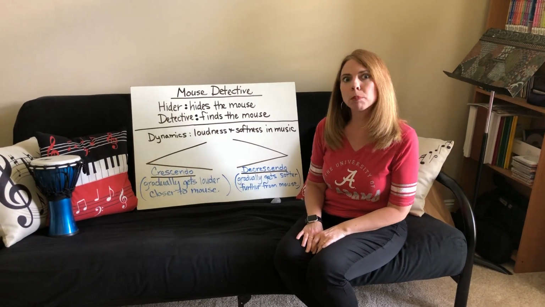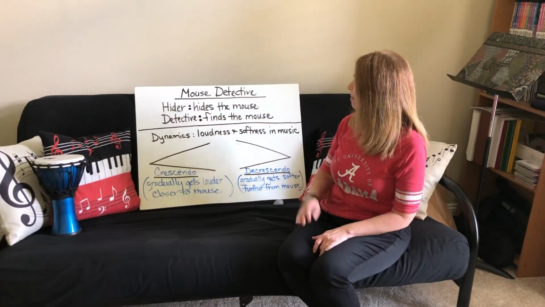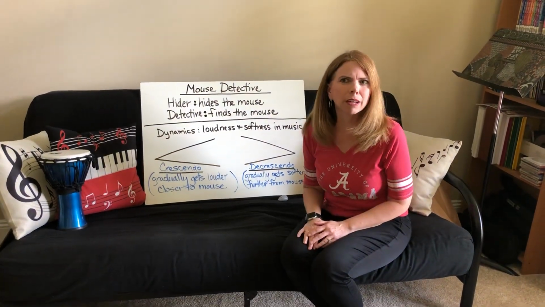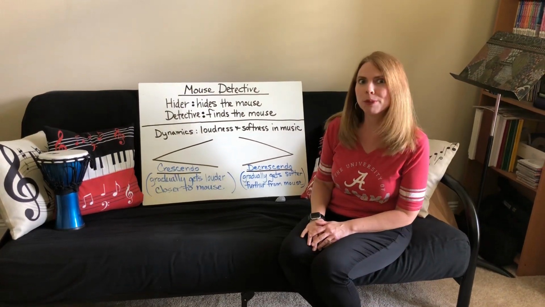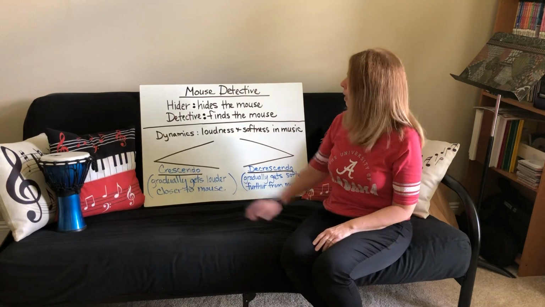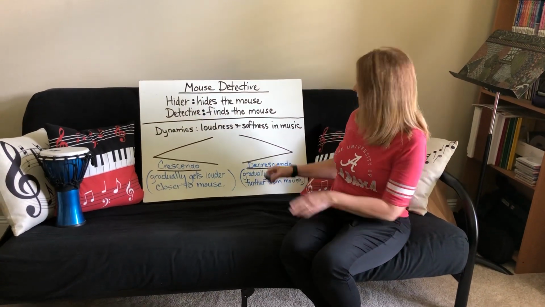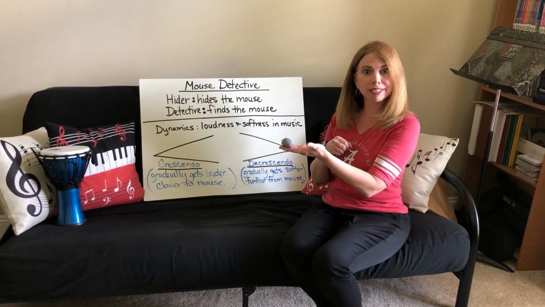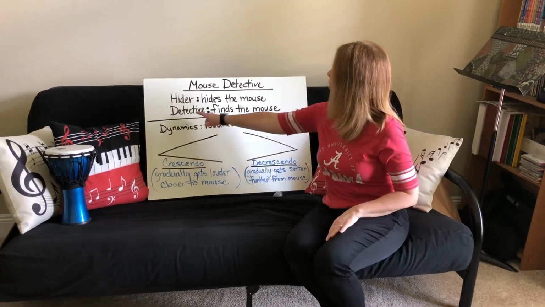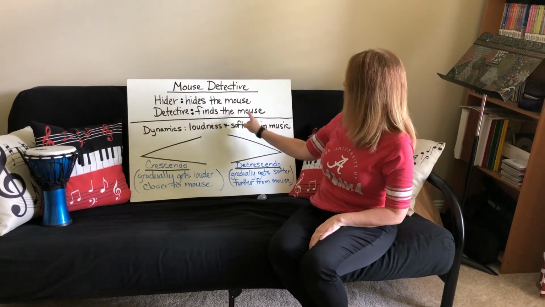Today, we're going to actually play a musical game. The game is called Mouse Detective. It's kind of like hide and go seek, but in a musical way. In fact, we'll need two people to play the game. One person needs to be the hider, where they hide the mouse. Here's the little mouse we're going to use for today's example. And the other person will be the detective, the person who finds the mouse.